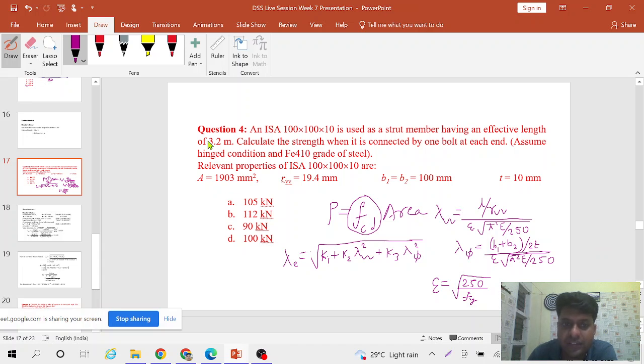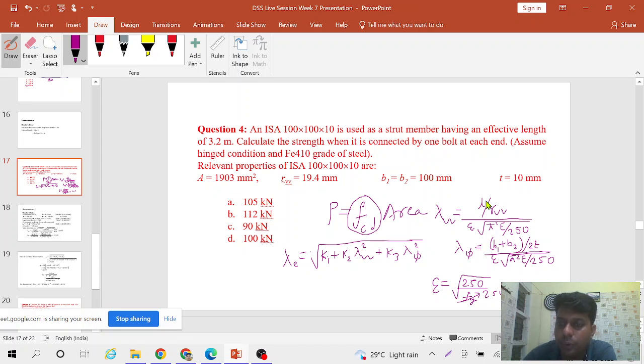So here L is given in the question as 3.2 meter and rvv value is given as 19.4. So bring them in a common unit. Epsilon value you have to calculate. E for steel, Young's modulus for steel we already know, 2 into 10 to the power 5. So each and everything is here. What is the value of fy? 250. So the value of fy is 250. So epsilon is equal to 1.